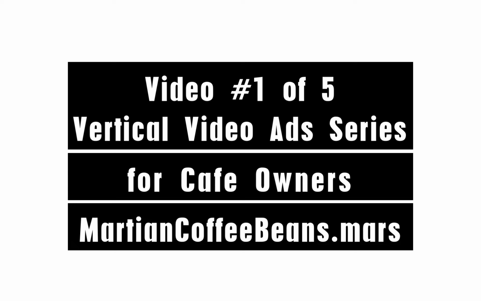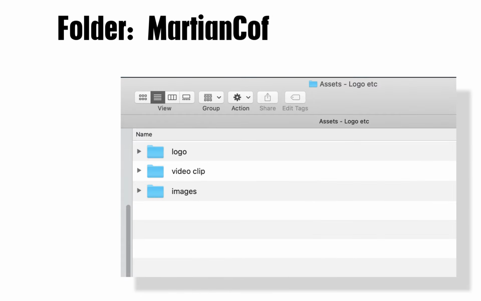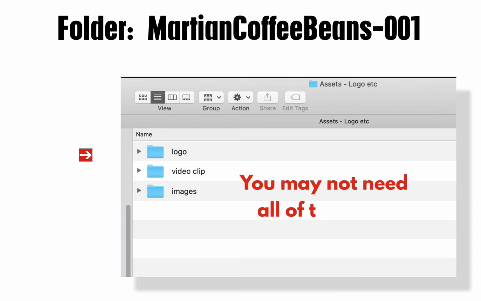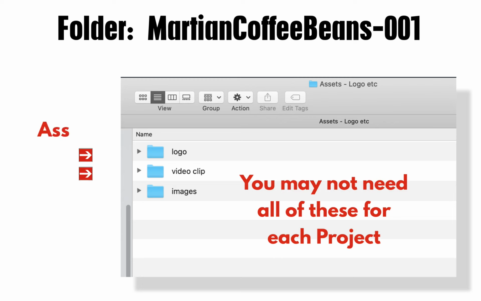Fantastic. Let's get started. I begin all of my video projects with a folder on my laptop which is numbered and named. In this folder I put all things I'm going to need, for example a logo, video clip, photos, music, etc. And these are all called assets, so make sure you've got all of that ready before you start.